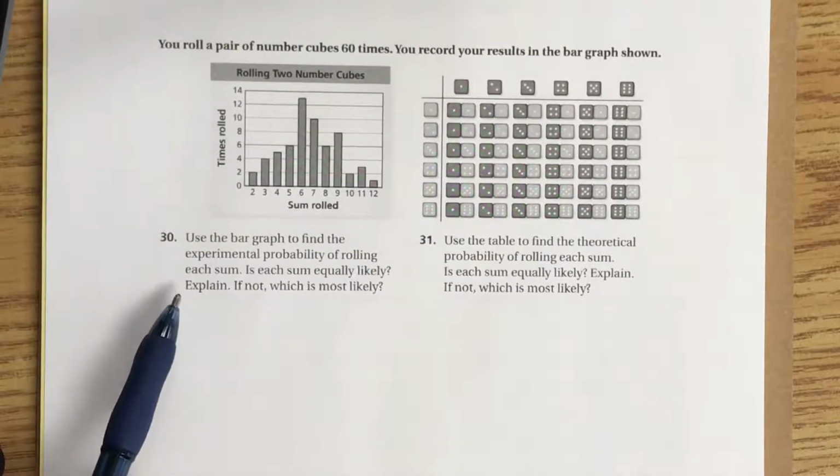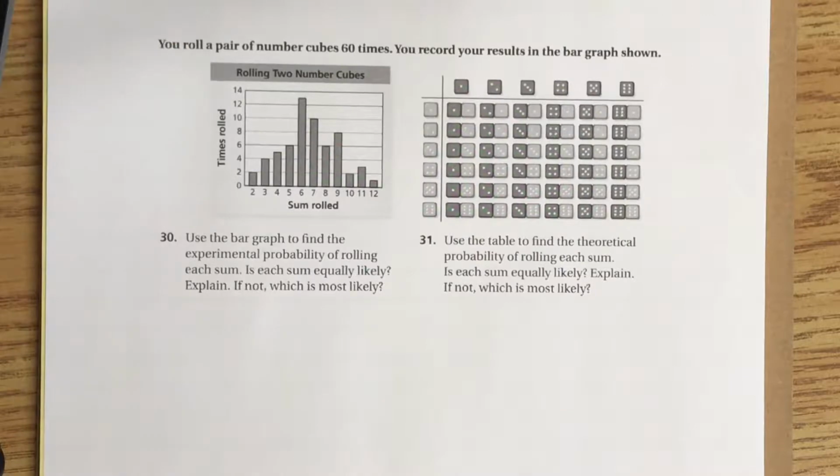Problem number 30 here has some instructions a little higher up. It says you roll a pair of number cubes 60 times. You record the results in the bar graph shown. So use the bar graph to find the experimental probability of rolling each sum. Is each sum equally likely? Explain. If not, which one is most likely?